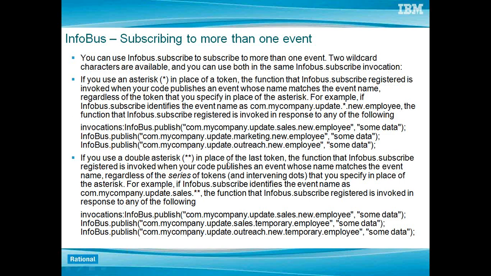For example, here we have com.mycompany.updates.sales.new.employee. And same way we have com.mycompany.update.marketing.new.employee, and same way we have a third publisher, com.mycompany.update.outreach.new.employee. So here we can use a single asterisk or double asterisk to denote the corresponding event. It will behave as a placeholder.